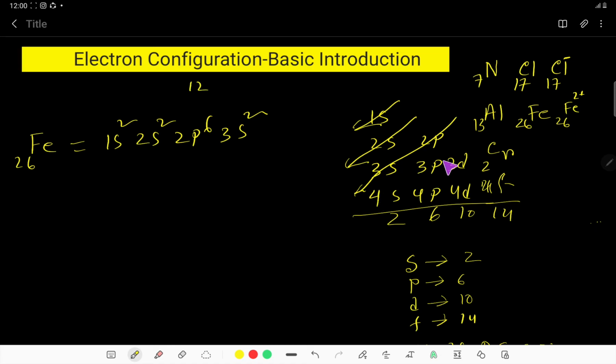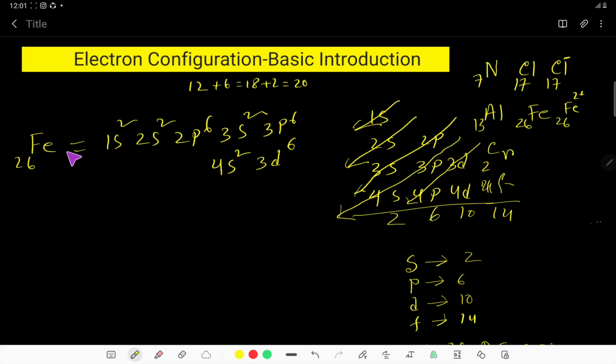After 3s, we have to place electrons in 3p, 3p⁶, 8, 10, right? Then after 3p we have to place electrons in 4s, 4s², that is 20. After 4s we have to place electrons in 3d, right? 3d, how many? We have 6, right? 6. So this is the electron configuration of iron, right?